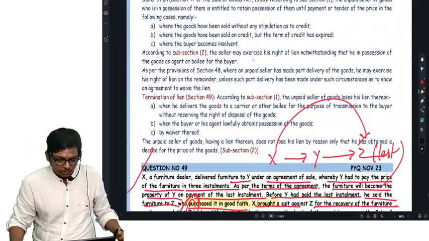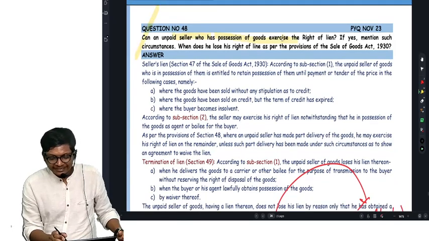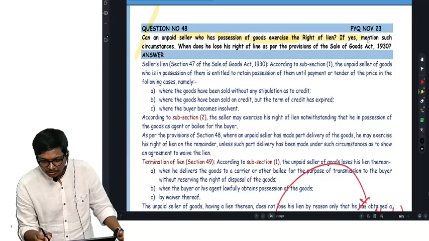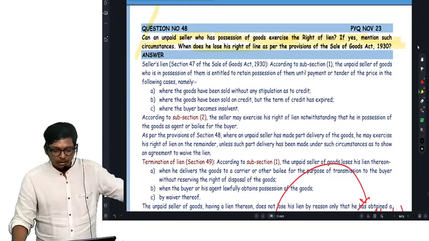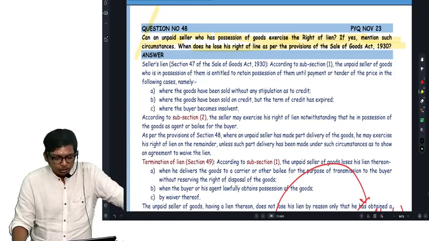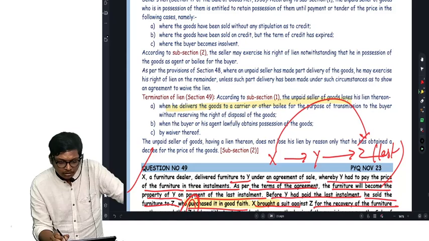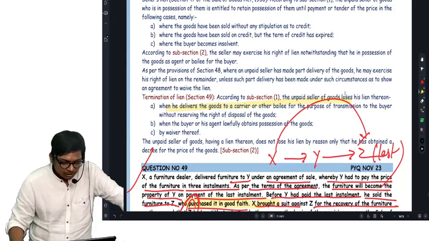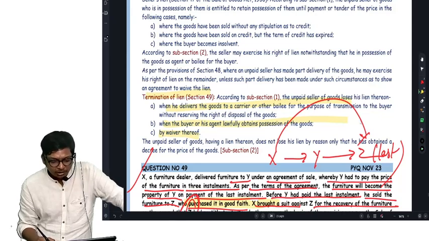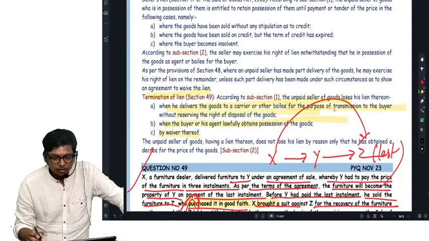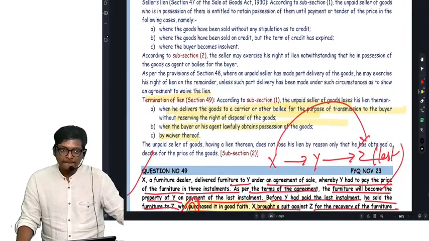Okay. Next. Can an unpaid seller who has possession of goods exercise the right of lien? If yes, mention such circumstances. When does he lose his right? Right of lien, there are 2 points, guys. When goods are delivered to carrier, no, not this one. Termination of lien: by waiver, buyer lawfully obtains the goods, or the seller transmits the goods without reserving right of disposal. Not clear?